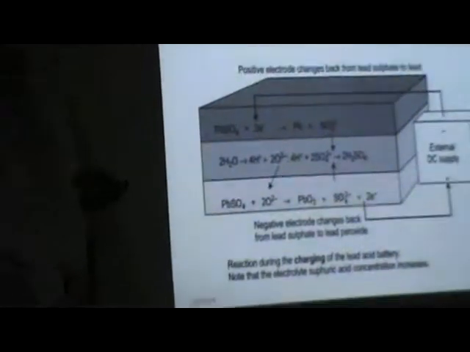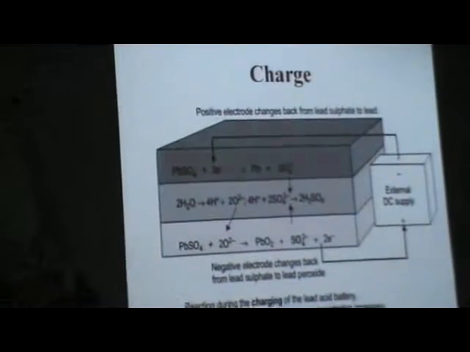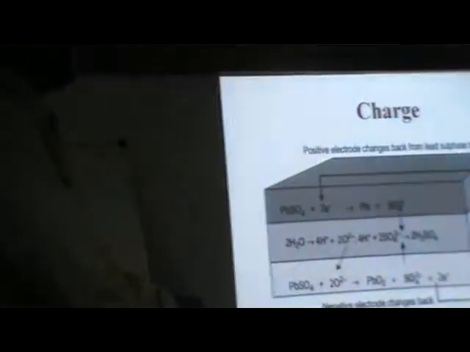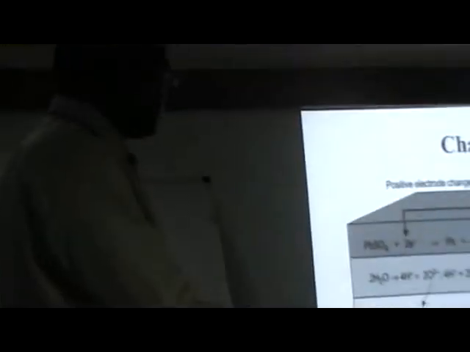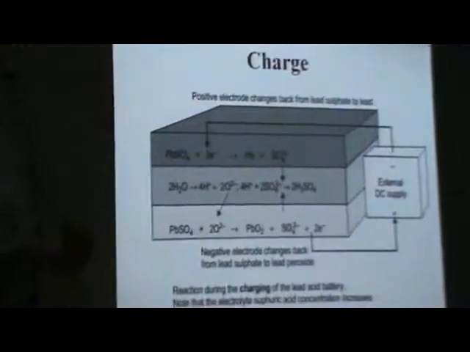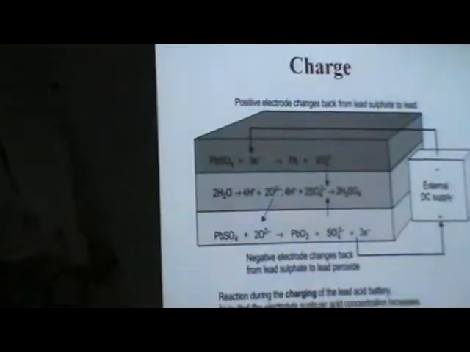Now charging. What happens when charging? When charging, the flow direction has to be opposite. The electrons again move from the positive plate back to the negative plate. The negative plate charges back, and the positive plate charges back, and all the changes are happening. The electrons move in this direction. Then it is a fully charged condition.